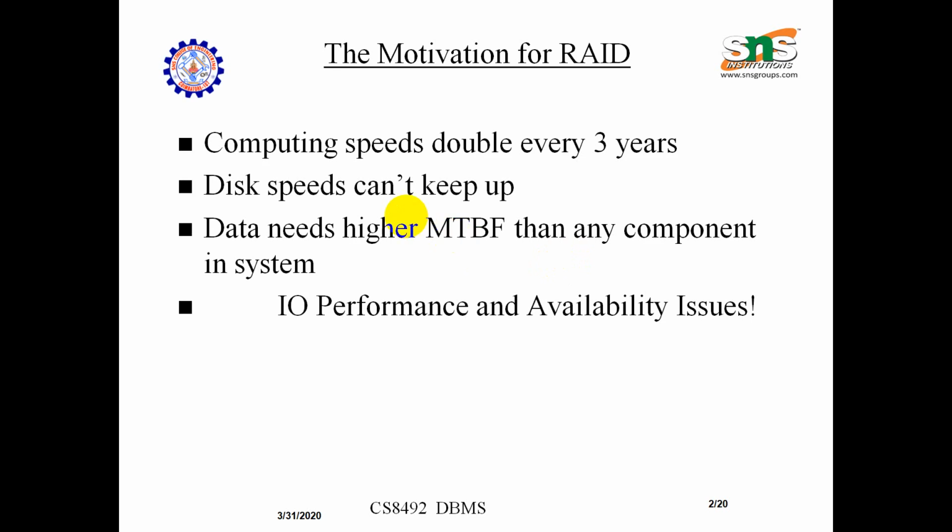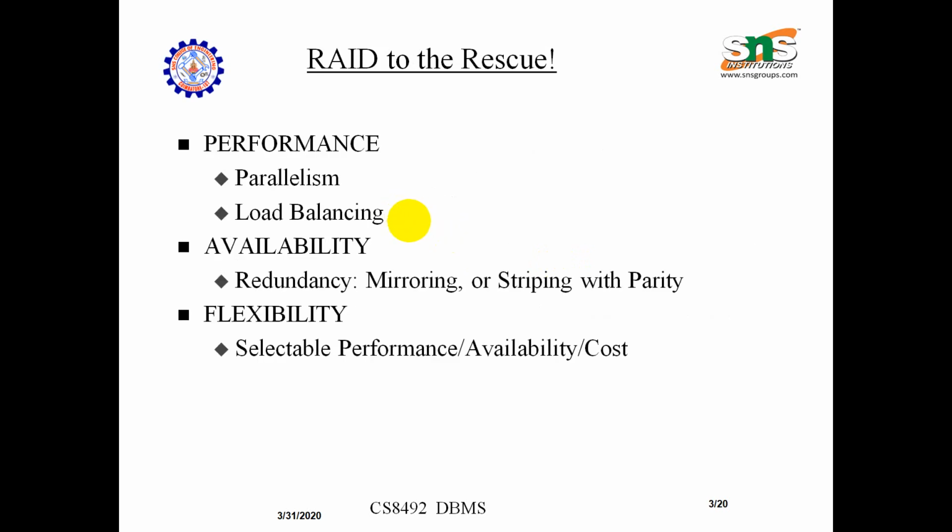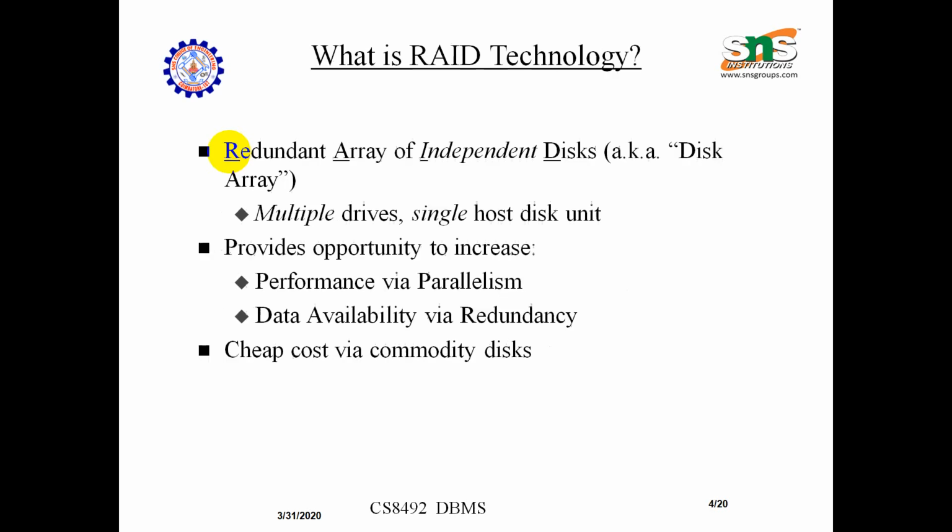So next one, RAID rescues. First one is based on performance. Second one is based on availability. The third one is based on flexibility. Performance is based on parallelism and load balancing. Availability is based on redundancy, mirroring or striping with parity. And flexibility is based on selectable performance, availability, or cost.